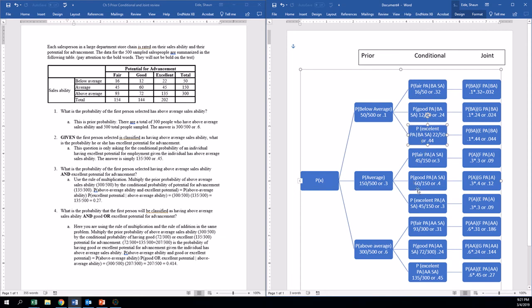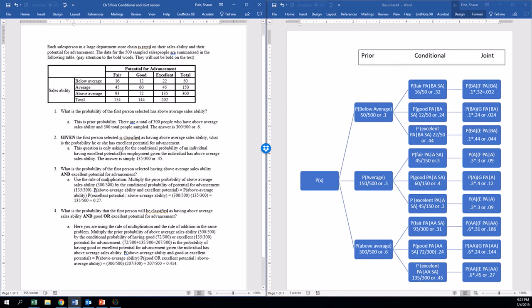So all of these are saying, given that an individual has average sales ability, what is the probability that they will have fair potential for advancement, good potential for advancement, excellent potential for advancement. So if you want to, you can make one of these probability trees on the exam, or you can just understand that this is what it is saying.